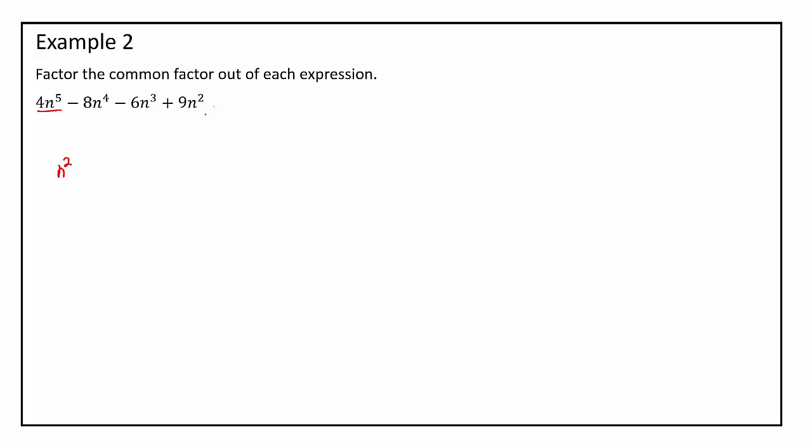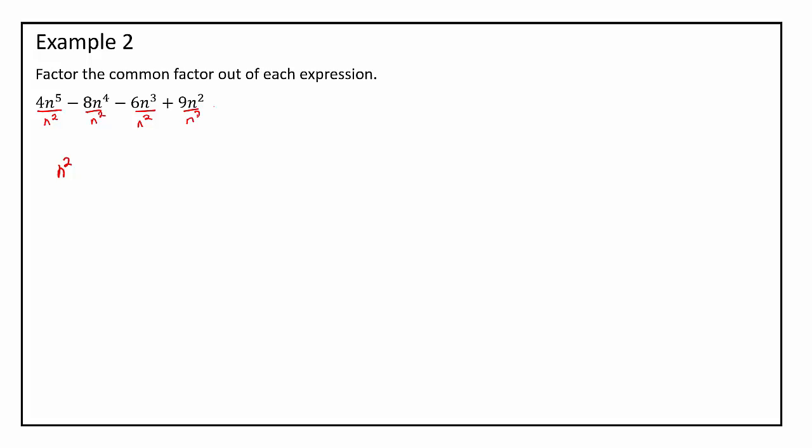So if we picked just n to take out, they'd still all have an n after we took it out. Or if I tried to pick n cubed, this last one doesn't have that many n's, so that wouldn't work. So we want to pick basically the smallest exponent, whichever one that is, that's what we're going to take out. And we're going to do like we did in the last one, and it's like we are dividing these all by n squared.